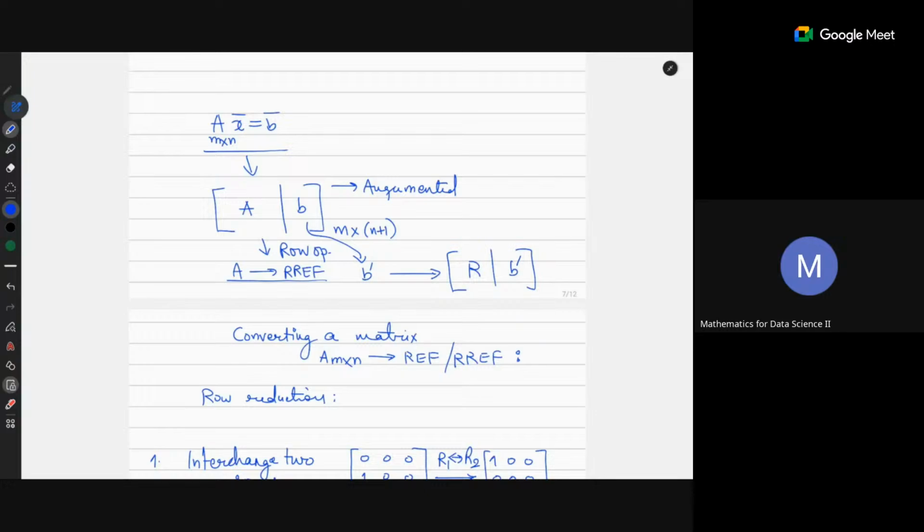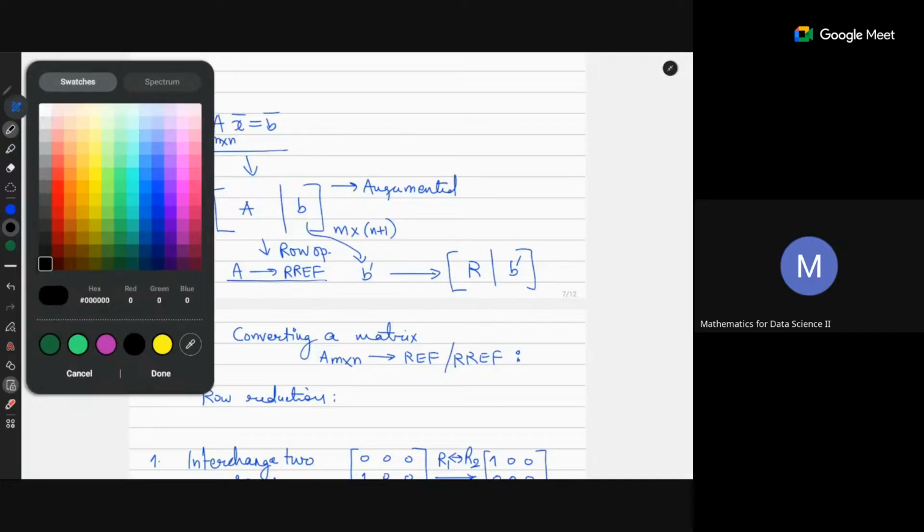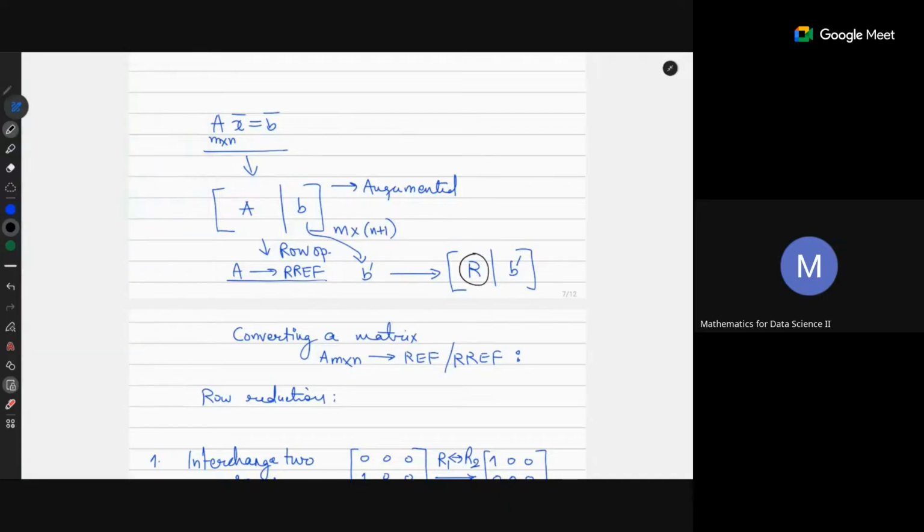And once you have this, you will have dependent variables and independent variables, because you have converted it into RREF. Now you solve the dependent variables in terms of the independent variables by writing it back into Rx is equal to B bar. Whatever solution this system will have is equal to the solutions of the original system.